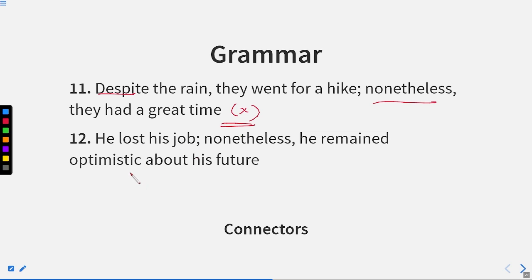Though informally we can write: He lost his job. Nonetheless, he remained optimistic about his future because he's an optimistic person. So, despite having left his job, he remained optimistic about his future.